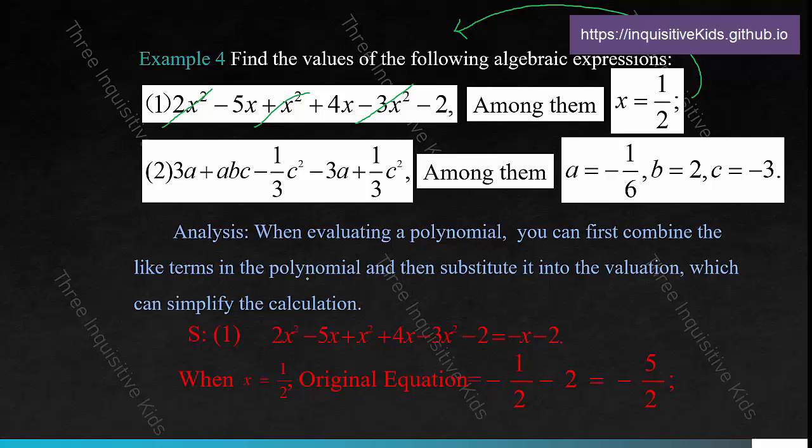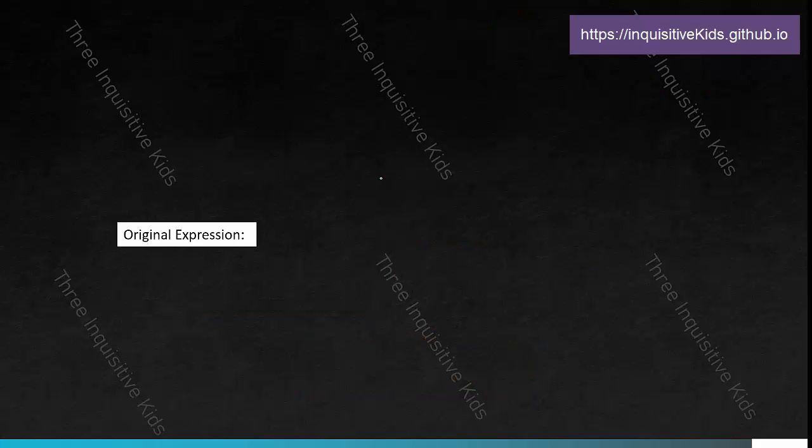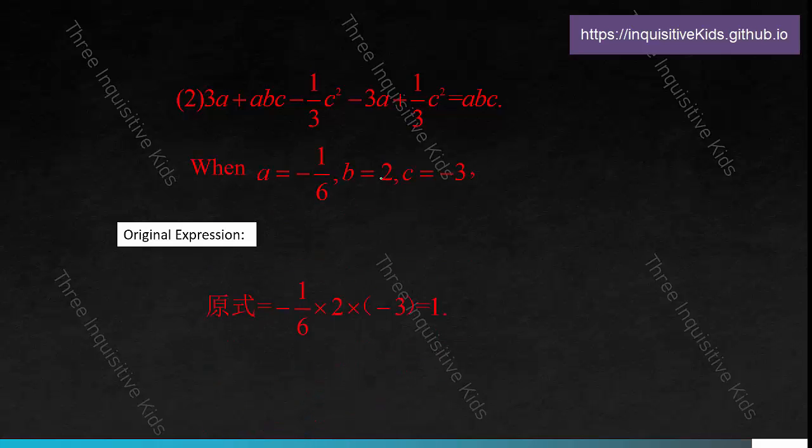First, 3a. There's also a negative 3a. We see that they're opposite numbers. Cancel them out. Next, we have negative 1/3 c squared and positive 1/3 c squared. Again, we cross them out. Now all we have to do is substitute the values into positive abc. Once we do that, we multiply them, and then it would be 1. So yes, that's all you have to do if you first observe or first combine like terms.